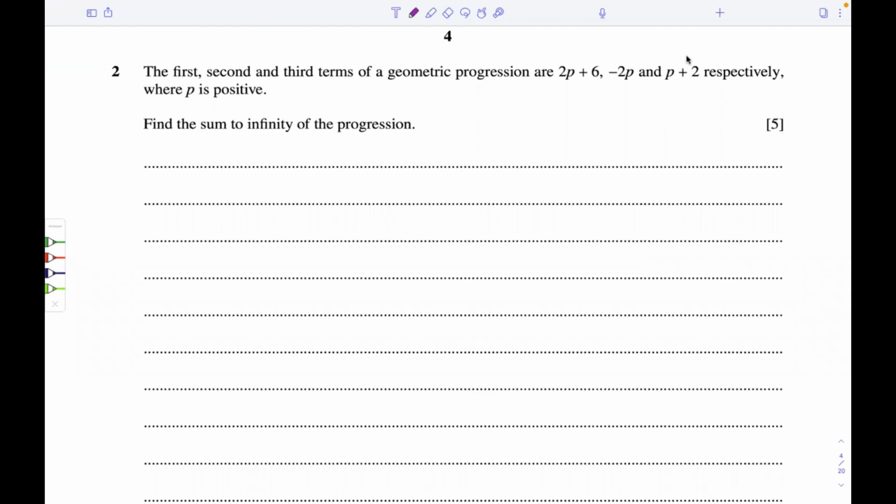In this question, we have three geometric terms, 2p + 6, −2p and p + 2, where p is positive. We have to find the sum to infinity of the progression. Now, what we know about the common ratio of a geometric progression is that to find it, we divide two consecutive terms, meaning we can divide the second term by the first term, or the third term by the second term, or the fourth term by the third term. What we need to understand is that it will always be two consecutive terms dividing each other.